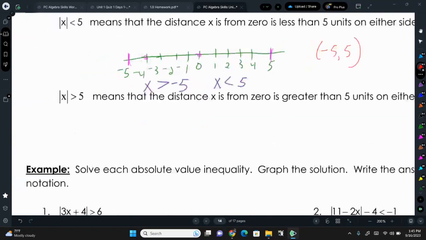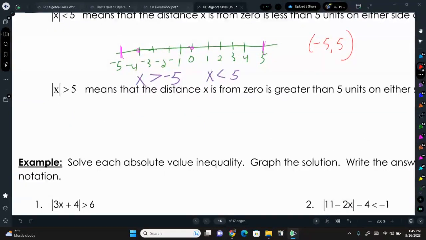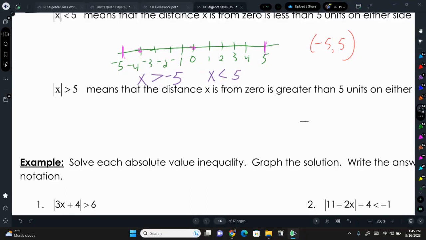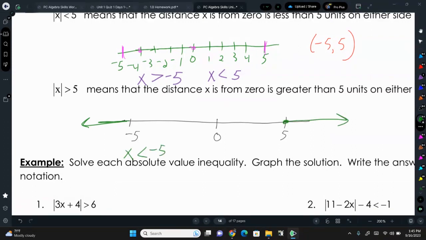Now here, absolute value of x is greater than 5. That means the distance from 0 is greater than 5. So if we have our number line here, we want everything outside. We want this way, because all those numbers, yes, they're smaller numbers, -6, -7, so on, but the distance away from 0 is bigger than 5. So we'd want x is less than -5, but also everything over here where x is greater than 5.